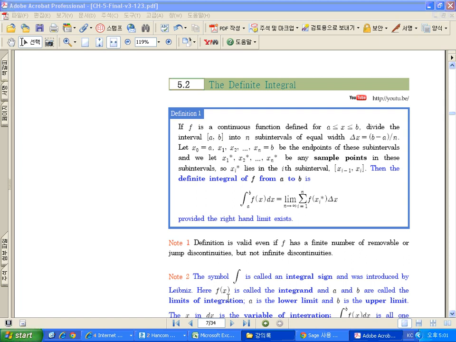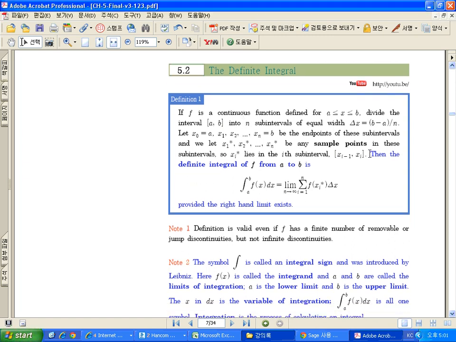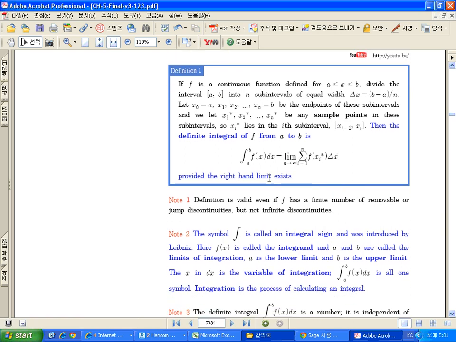Now, section 5.2, definite integral. Here, the definite integral of f from a to b can be written in this way: the integral from a to b of f of x dx, which is the same as this, which you have seen from section 5.1. If this right-hand side limit exists, then we just write this limit with this notation, and say it's the definite integral of f from a to b.